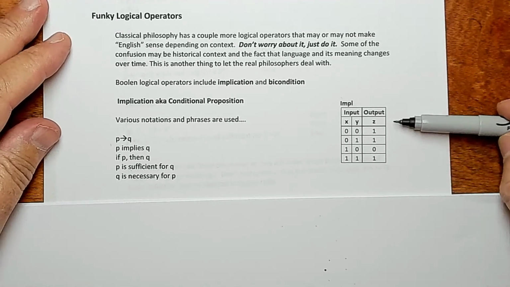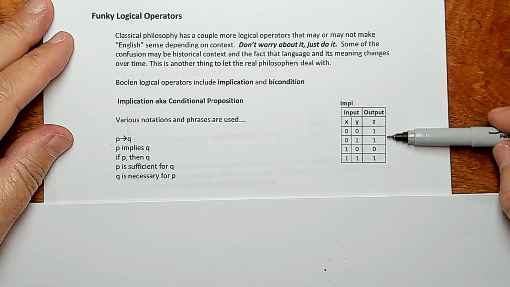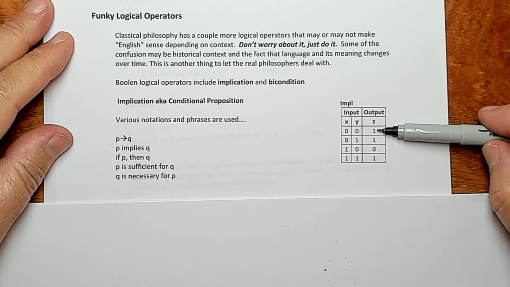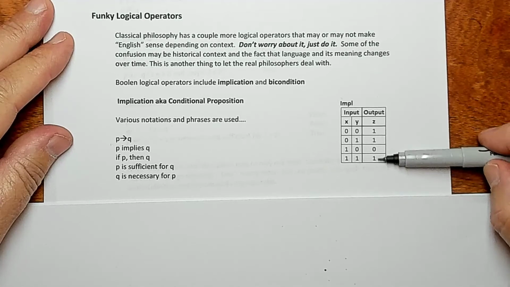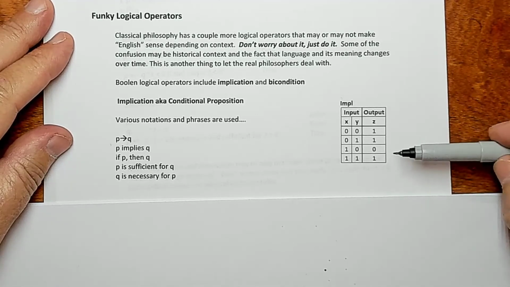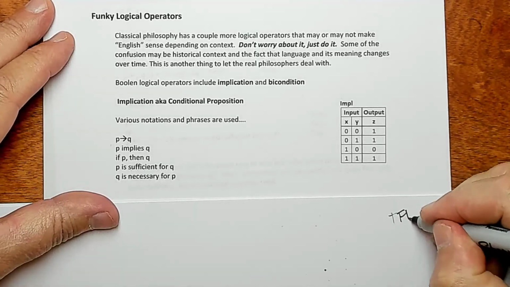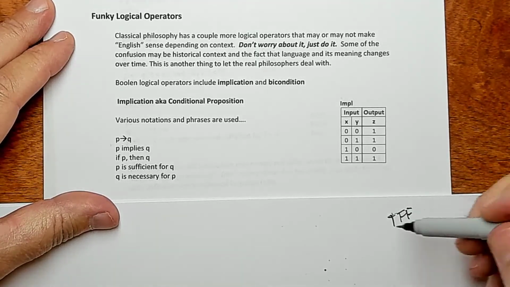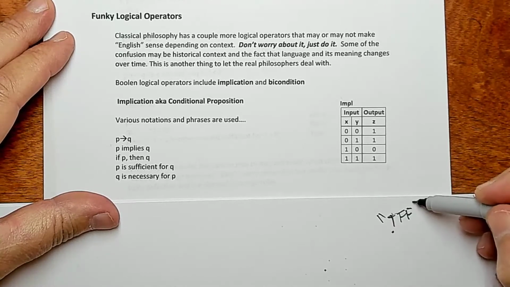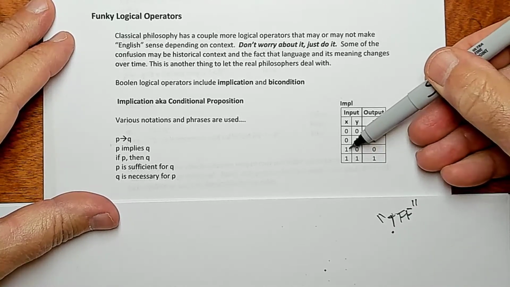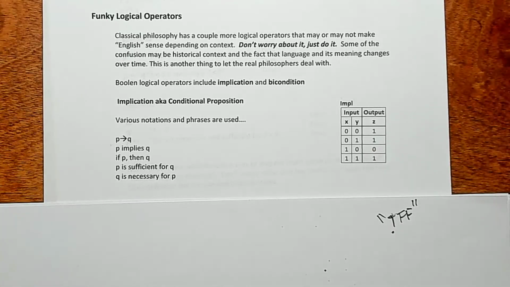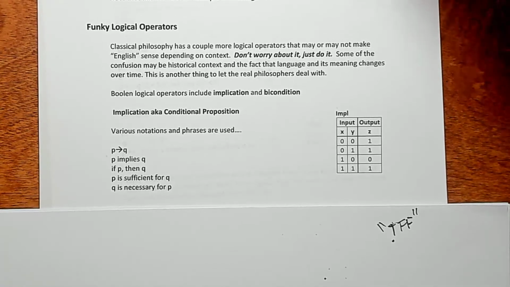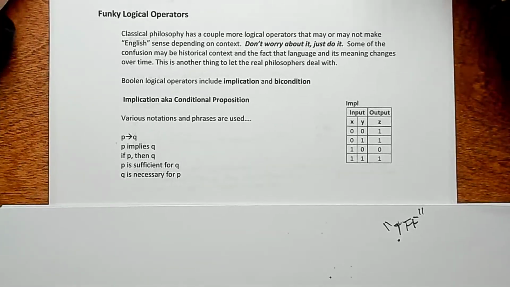It's useless. All right. Here's the truth table for this thing. This is the pattern of ones and zeros for implication, also known as conditional proposition. And the way I remember, once again, is the acronym TFF. Or I don't know if that's an acronym, but somehow I can remember that. And it's just TFF, and then the rest of the output column is ones.